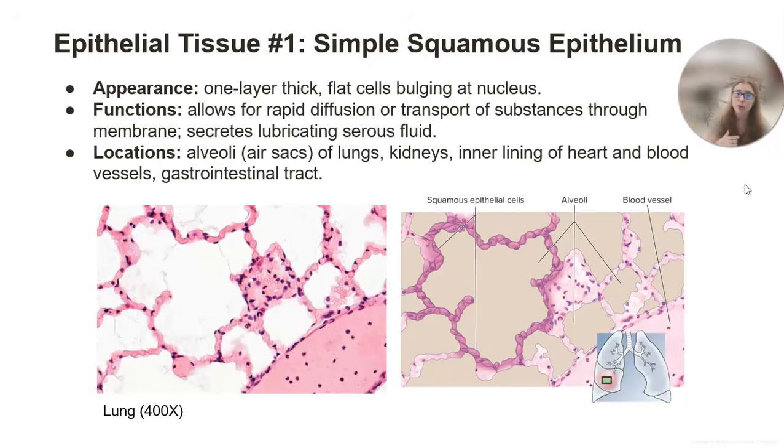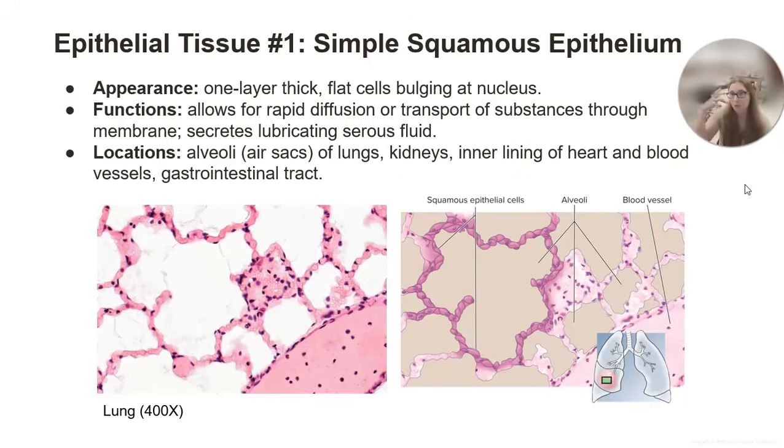It's also going to secrete lubricating fluids such as serous fluid. So we're actually also going to find these simple squamous epithelium lining things like our blood vessels because it's going to create a very slick surface for blood to move past. It reduces friction, it reduces drag of blood, and makes blood flow more efficient through those vessels.